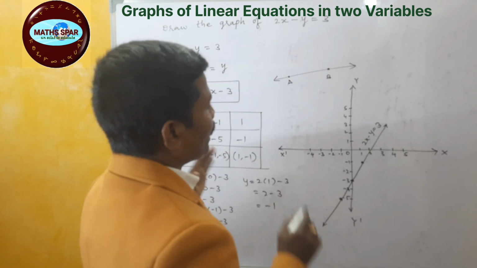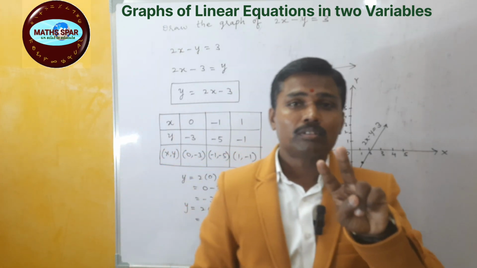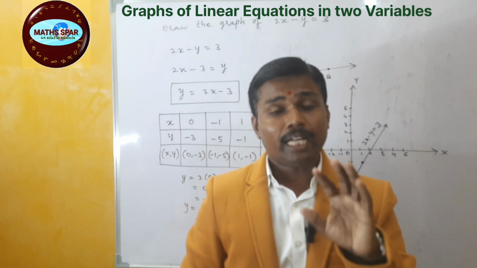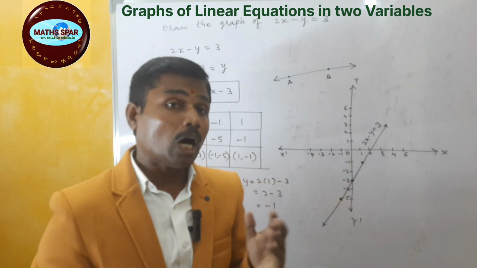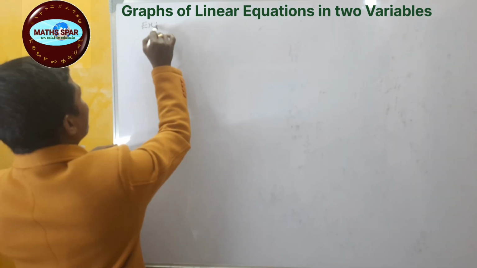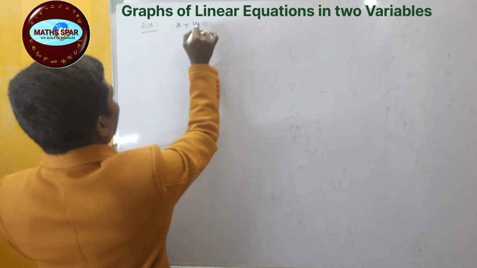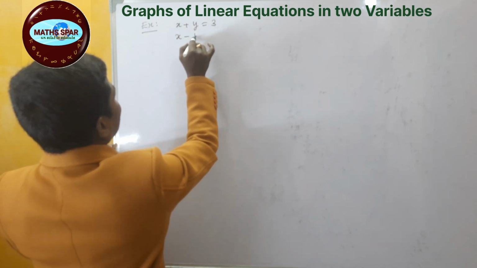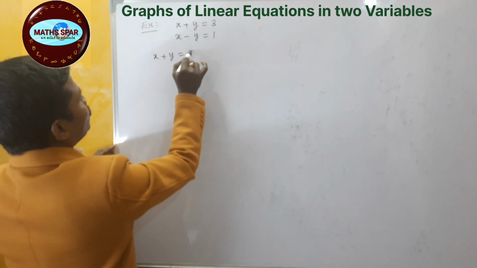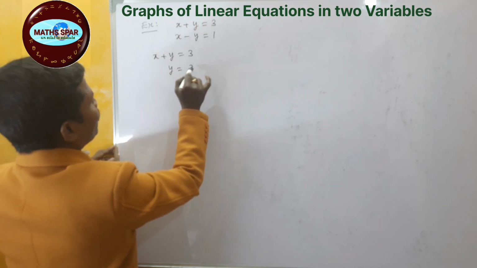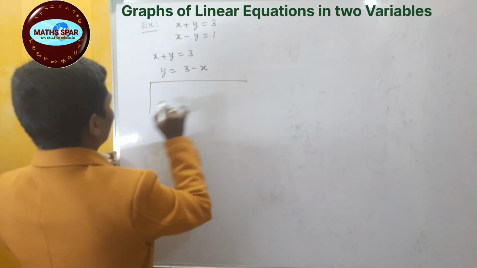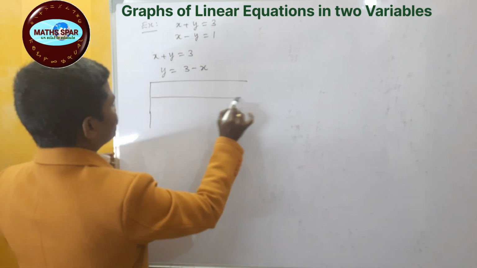Then if two linear equations in two variables are given, then you need to find the solution. How do we find the solution? Let us check with an example. x plus y is equal to 3, x minus y is equal to 1. Now for x plus y is equal to 3, I will make y as the subject, y is equal to 3 minus x. Then I will make the table.